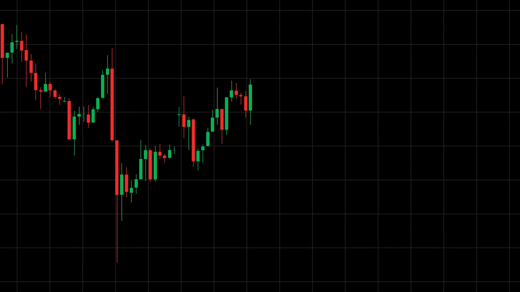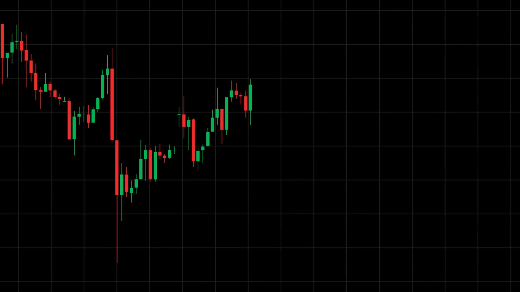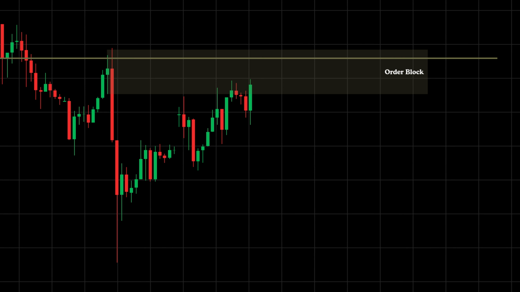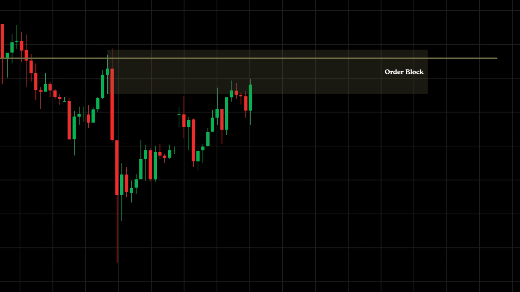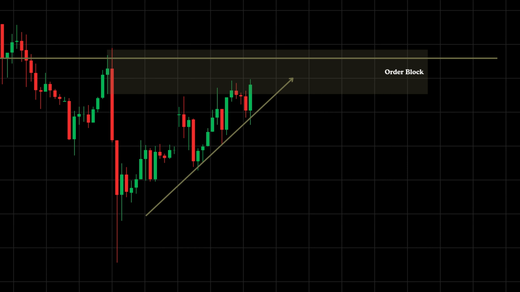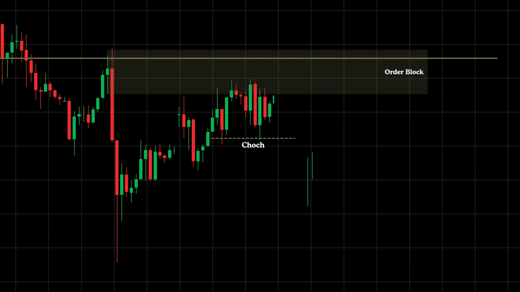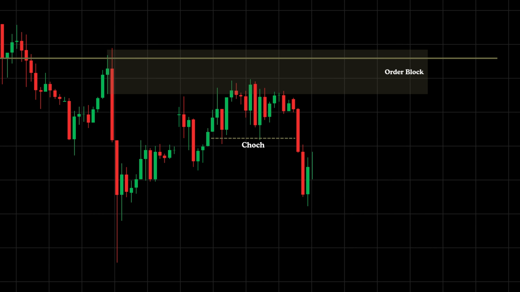On the 1-hour chart, our goal is to refine the 4-hour order block and place our sell limits accordingly. However, we can't enter just yet. Even though the higher timeframes are bearish, the 1-hour structure is still bullish. We need to wait for that short-term uptrend to reverse before looking for short positions. Now, let's observe what happens next.